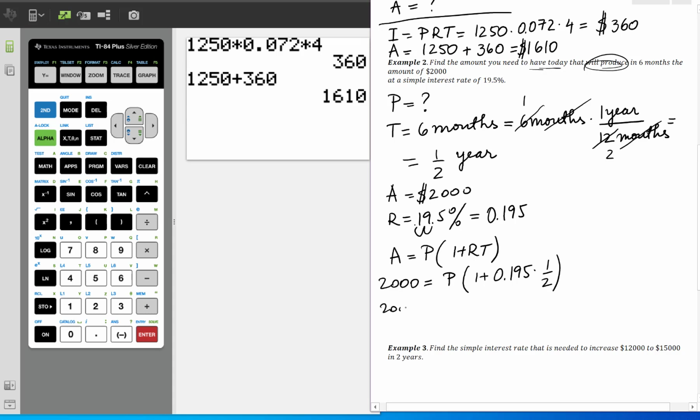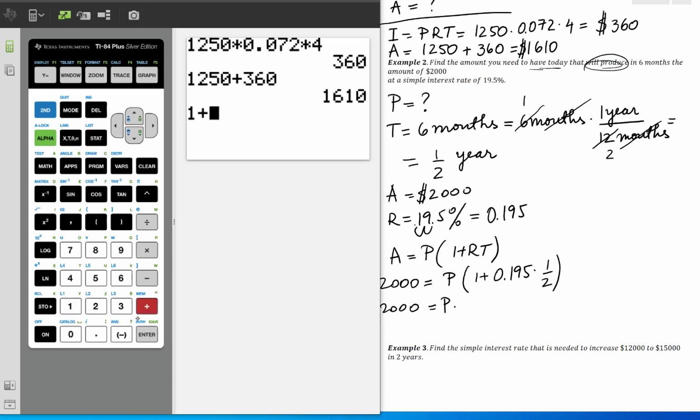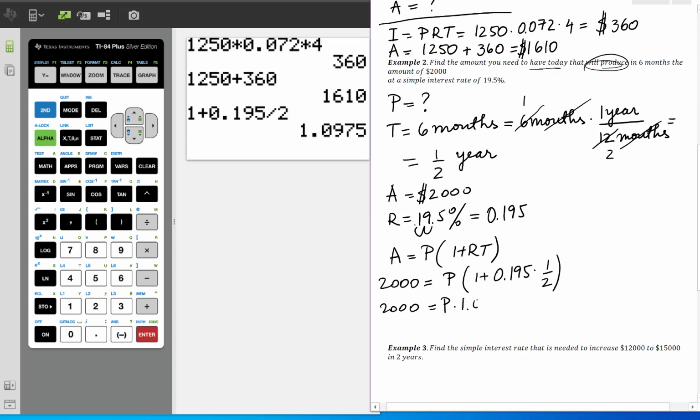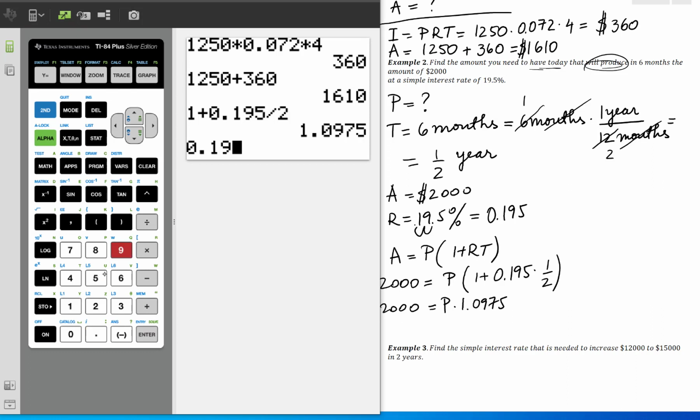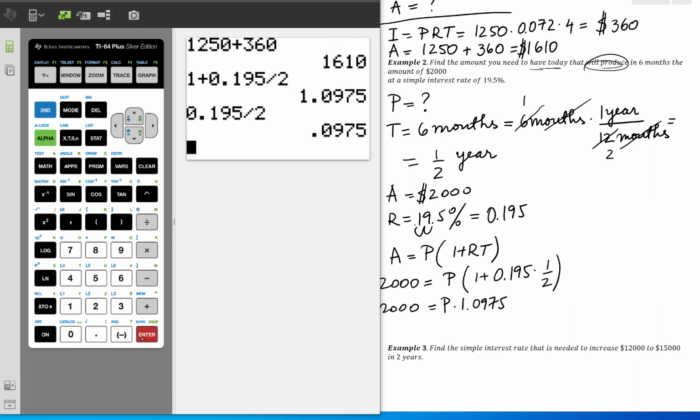So I'm going to calculate the parentheses to the right. So 1 plus 0.195 divided by 2 equals 1.0975. Let me double check if 0.195 divided by 2, because that's what I want to do first. Okay, and then plus 1. So the order of operations is applied correctly. The division was done first and then added 1.